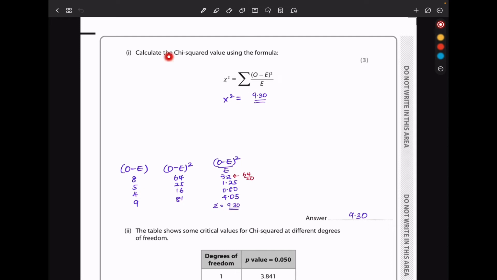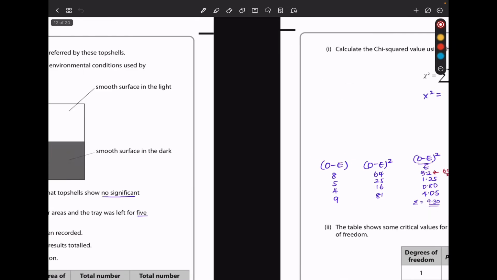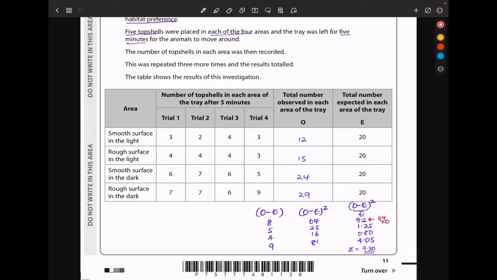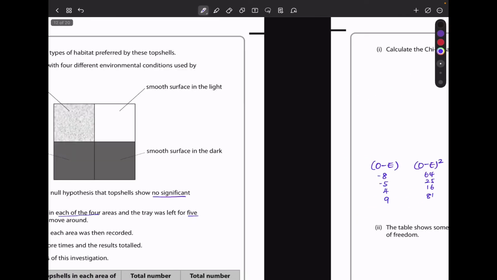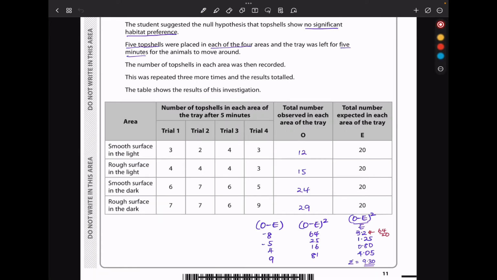So here they say calculate the chi-squared value using the formula. So chi-squared is going to be the total of observed minus expected squared divided by expected. So in this case, from the table, observed minus expected, I'm going to go back to this information and show you how I got it. That minus that, -8, that minus that, -5, that minus that. I think I better put the negatives so that it's easier for you to see them. Let me go back here as well. So I've put the negatives.